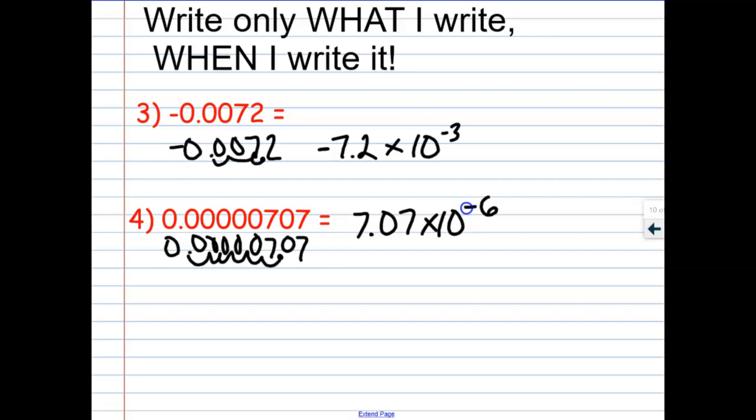There is one little quick and dirty trick I'd like to point out for you. As long as it is written with a 0 in front of the decimal, you can count the zeros in front. 1, 2, 3, 4, 5, 6, 10 to the negative 6. 1, 2, 3, 10 to the negative third. But again, that trick only works if you have a 0 in front of the decimal. So it's just a little tasty trick for you.